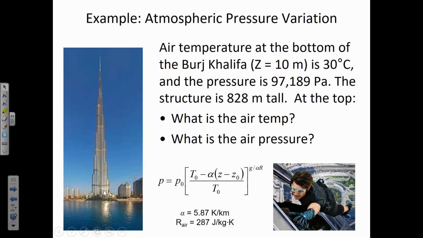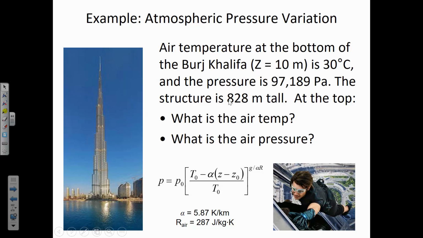But there's a deck where you can actually go outside, and it is noticeably cooler. Now, how much noticeably cooler? Let's just try it out according to this lapse rate equation. Let's say that at the bottom of the tower, it's 30 Celsius, and that the bottom of the tower is about 10 meters above sea level. And here we've got some assumed pressure at the bottom. And let's say that we got lucky and we went all the way to the top, 828 meters tall.